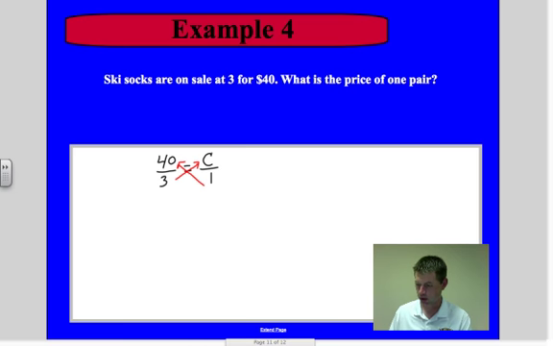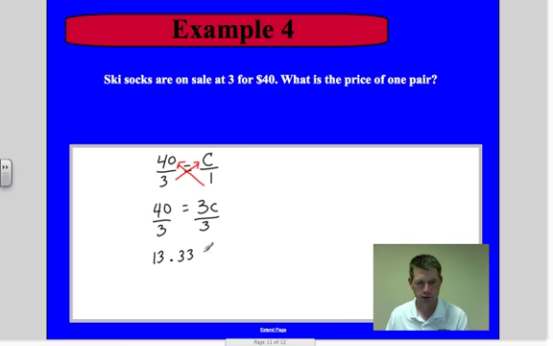As we do the cross product, we get 40 times 1, which is 40, and 3 times C, which is 3C. We're going to divide by 3 from section 2.1, and we get 40 divided by 3, which gives me $13.33. So it's going to cost me $13.33 per 1 pair. If you're unsure about that, really just add that up 3 times. It should come out to be $40, give or take a cent because we're rounding.